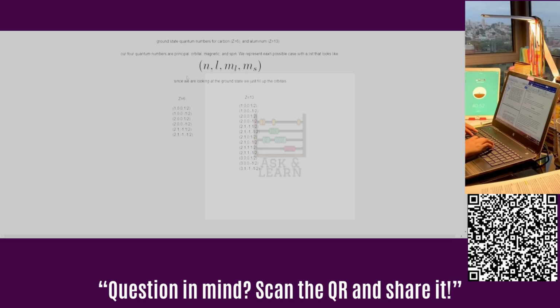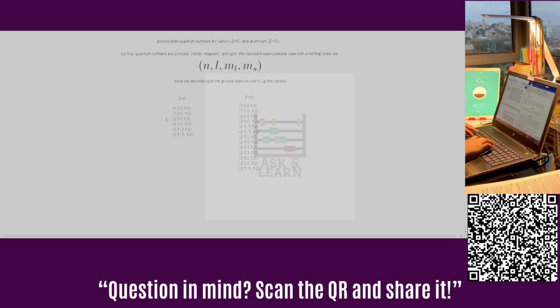And since we're looking at the ground state quantum numbers, all we're going to do is just fill up the orbitals. So we start considering Z equals 6. Since there's Z equals 6, there's 6 electrons, they start filling up. So the principal quantum number has to be 1. Now, since the principal quantum number is fixed at 1, both l and ml are 0. So we have 1, 0, 0, 1/2, and 1, 0, 0, minus 1/2.